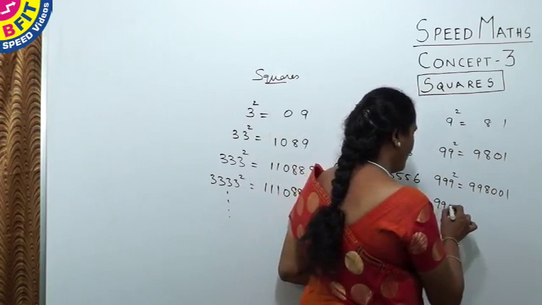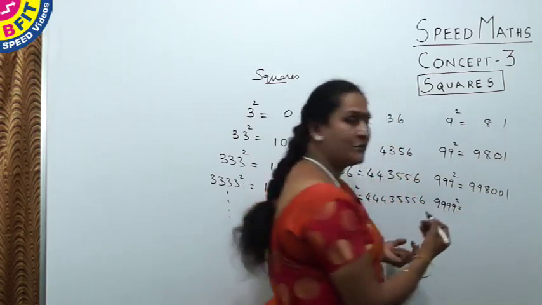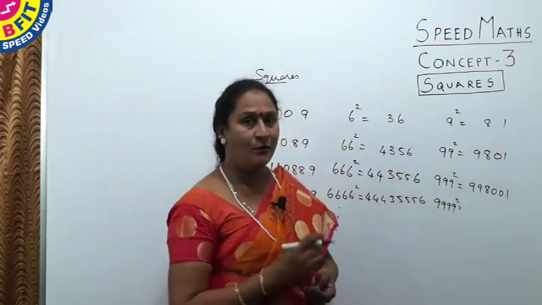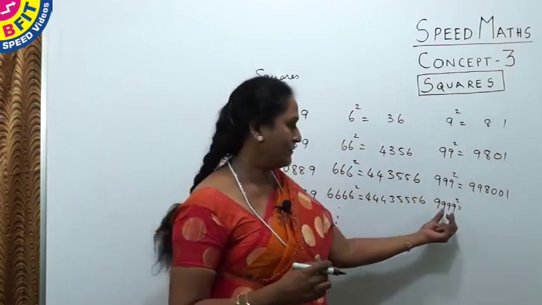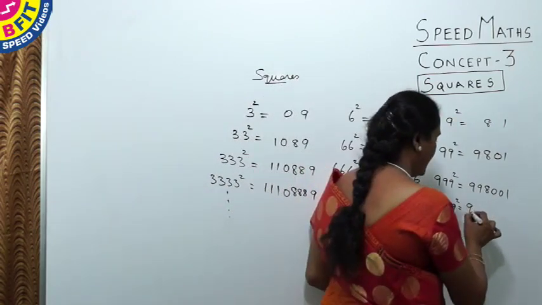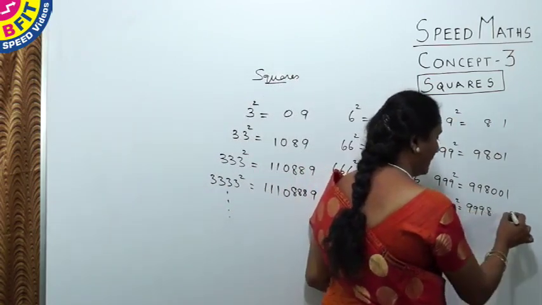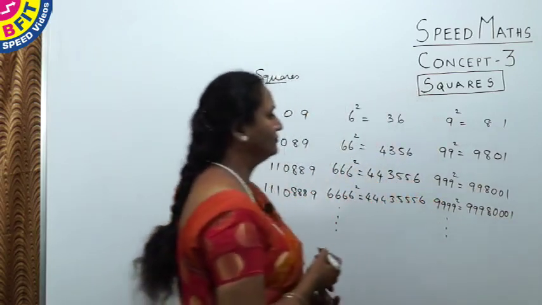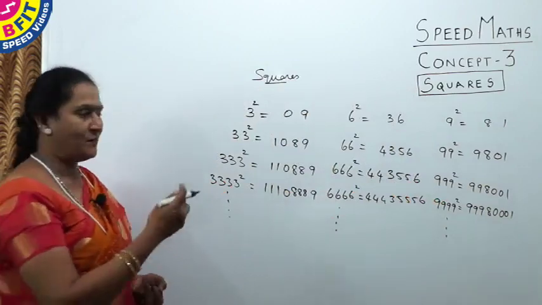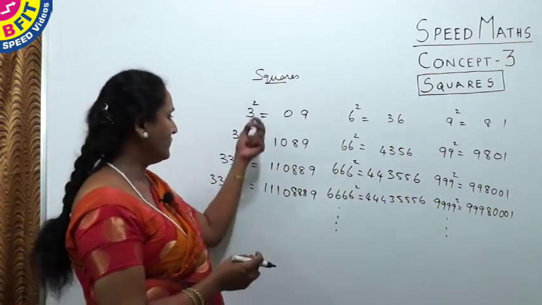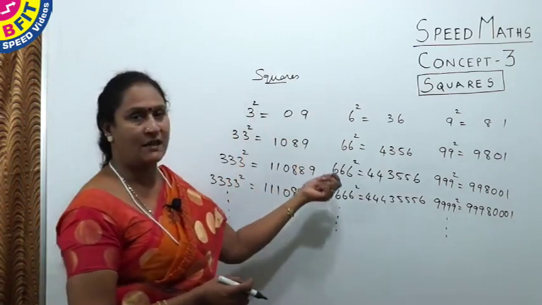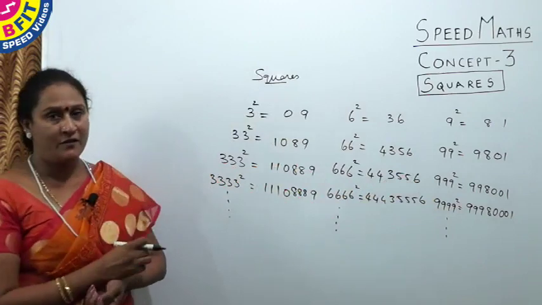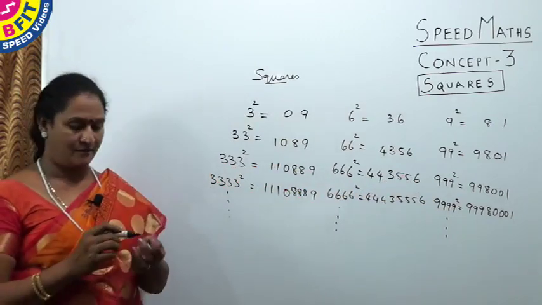And now, can you say what is the square of four 9s? How many 9s will the square have? One less than the number of 9s. So four 9s means we will have three 9s at the start, and in between this 8 and 1, three zeros, and the pattern goes on. So using the pattern, we have written squares of this series of 3s, 6s and 9s. Now we'll see an application of this pattern in the next question.